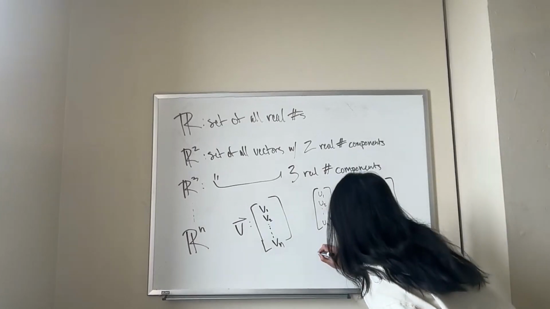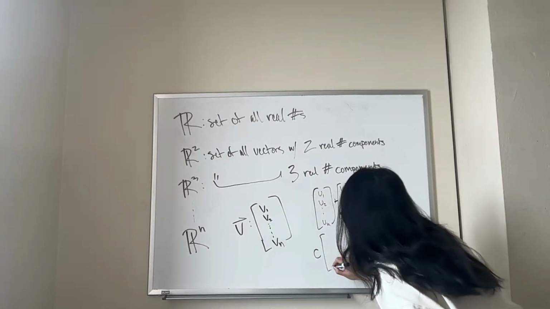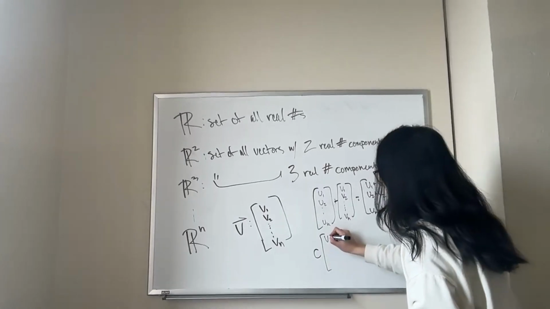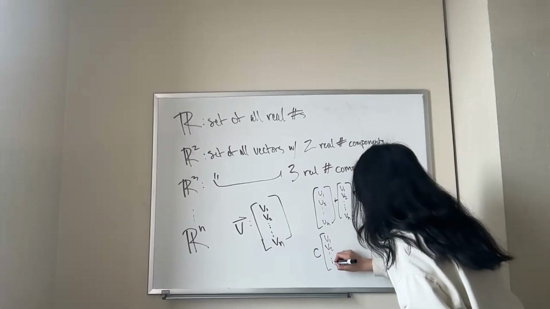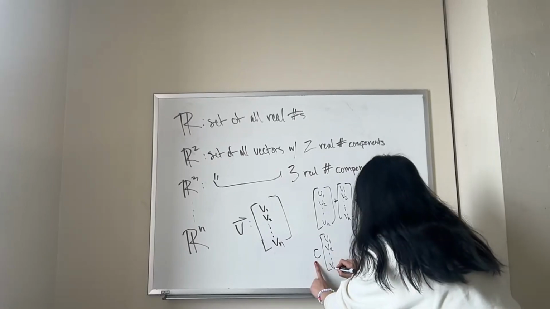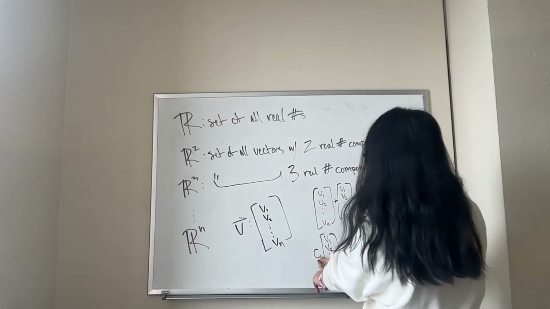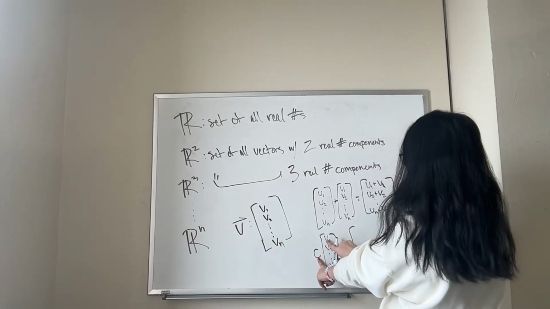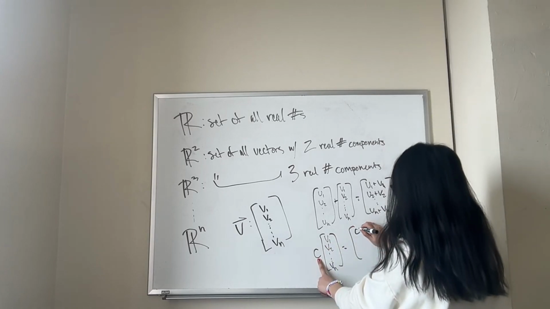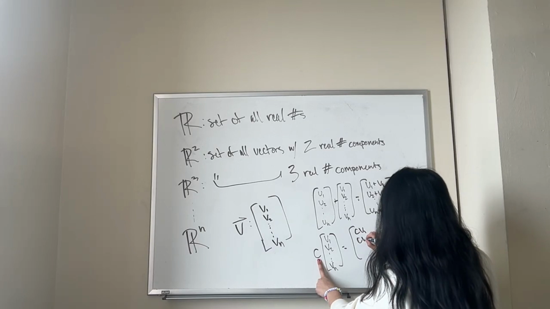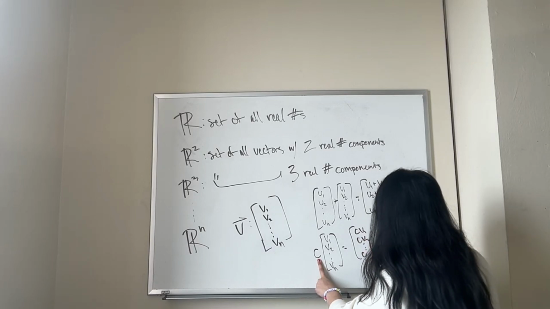And then in terms of scalar multiplication, we still have the same thing. If we want to scale some vector v by some scalar c, we still do it the same way, where we're going to pull in this scalar to each of our components. So we have c times v1, c times v2, all the way to c times vn.